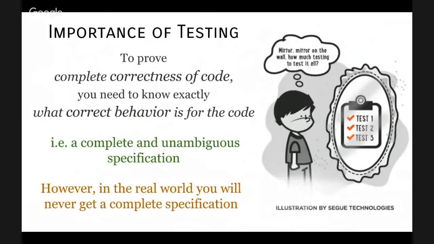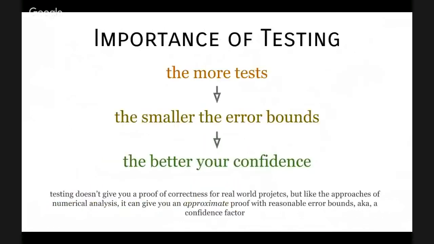To prove the complete correctness of code, you need to know exactly what correct behavior is for the code. However, in the real world, you will never get a clear-cut specification of what the code should do. Testing doesn't give you a proof of correctness for real world projects, but like the approaches of numerical analysis, it can give you an approximate proof with reasonable error bounds, also known as a confidence factor. In a simple word, we can say the more you write test code, the smaller the error bounds and the better your confidence.